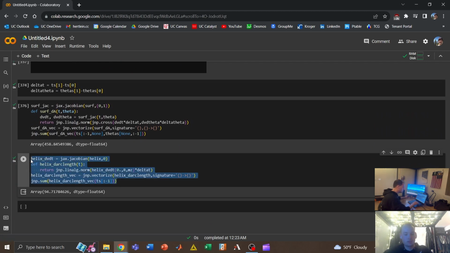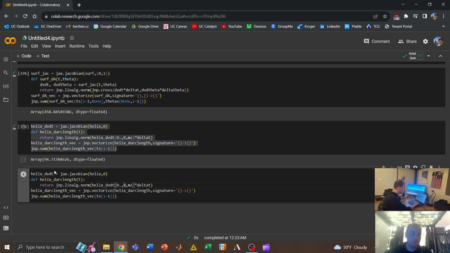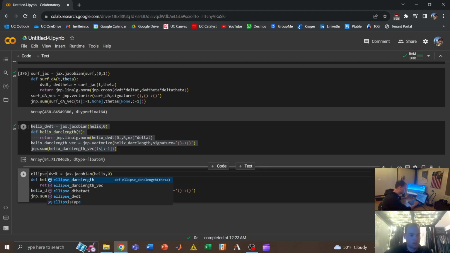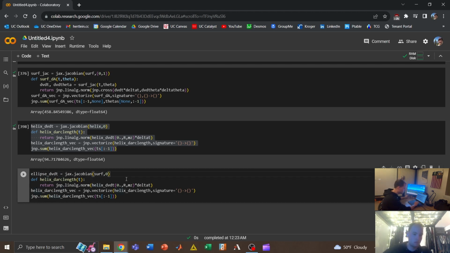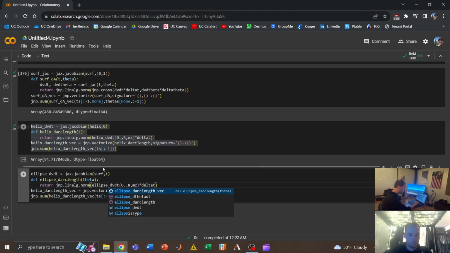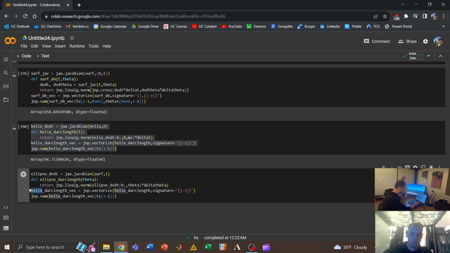Now I'll copy and paste this because we're going to do something very similar to find the surface area, not the surface area, the perimeter of our ellipse with those little segments. So I'll change out some of these function names. So we'll do ellipse dv dt, Jax Jacobian, and instead of the helix, we're going to use the surface function. We're going to do 1 so that we look at the theta parameter. So we'll change that here as well. Delta theta, ellipse d arc length vec. Can do the same thing. We'll vectorize it for all the values theta around that elliptical curve, or elliptical perimeter. And we'll do thetas.